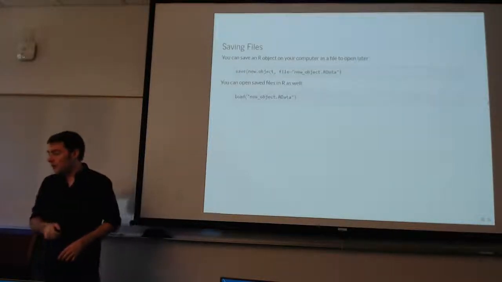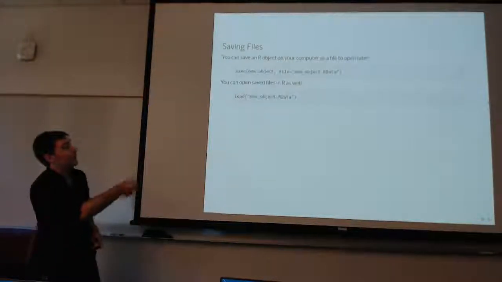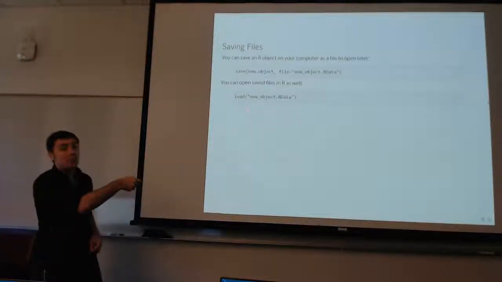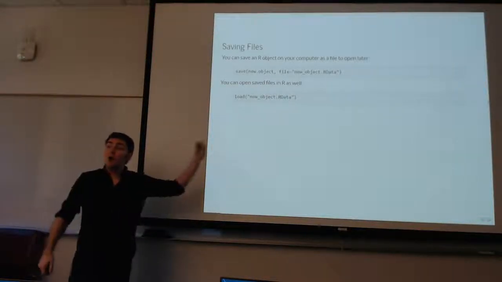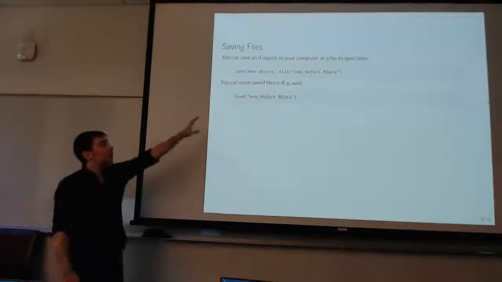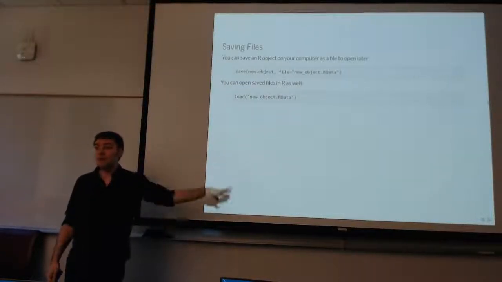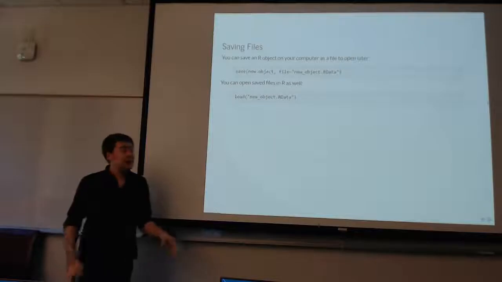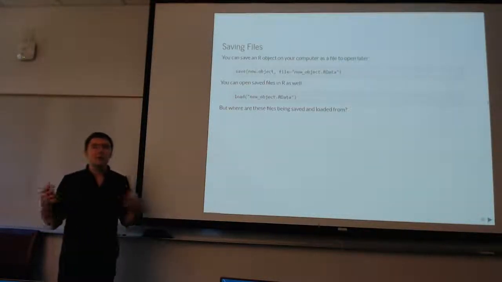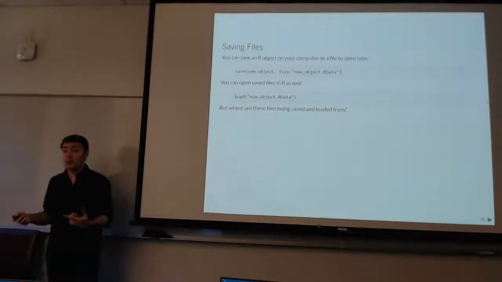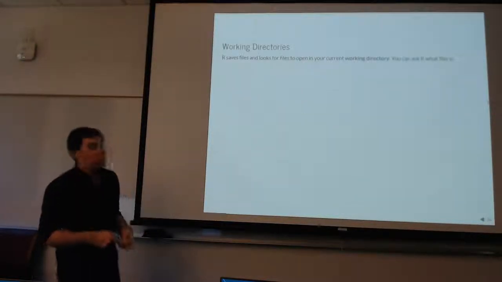You can also open files using the load command. So if you save new object.rdata and you want to open it, you just do load new object.rdata. It's going to open that file and load the object back into your R environment with the same name you saved it with. The natural question from these two commands is, where is it saving and loading these things to and from? The answer to that is working directories.